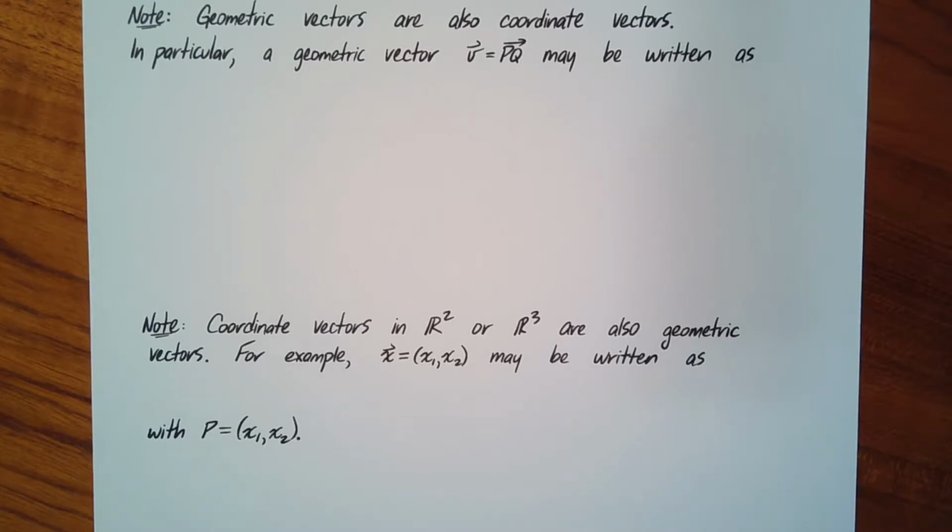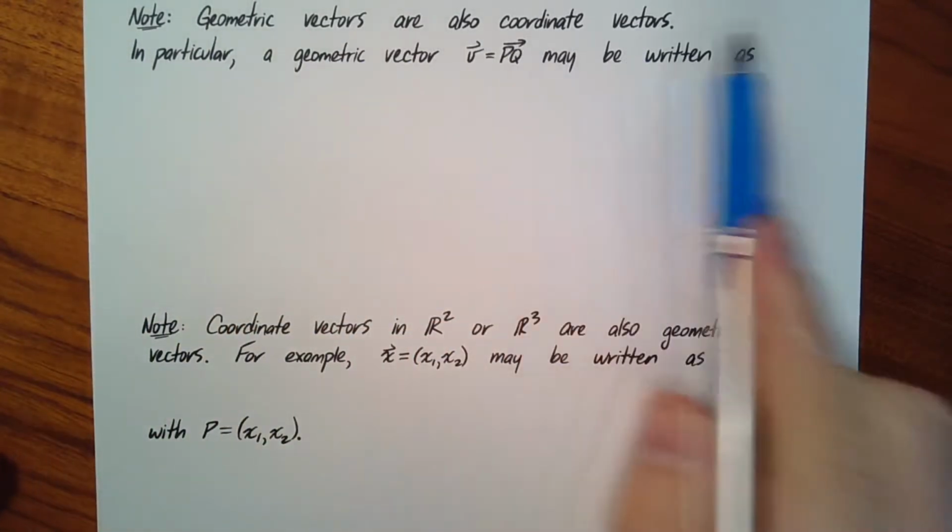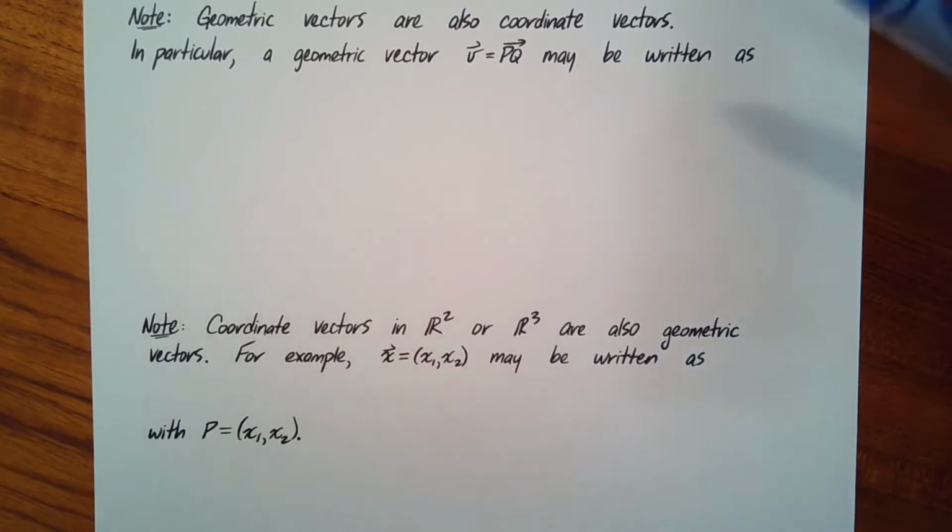I have to give you a method which would convert any geometric vector in R2 or R3 to a coordinate vector. And that's at least the first part of what would be required. And that's what we're going to start with. So that's the first claim, that geometric vectors are also coordinate vectors. That's what it means for coordinate vectors to be a generalization of geometric vectors.